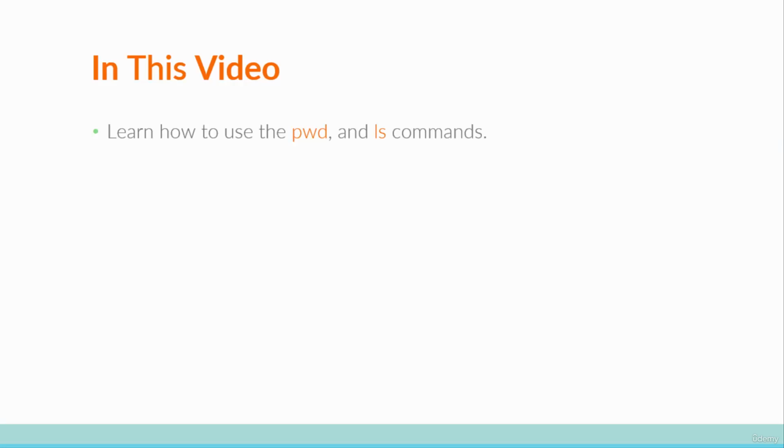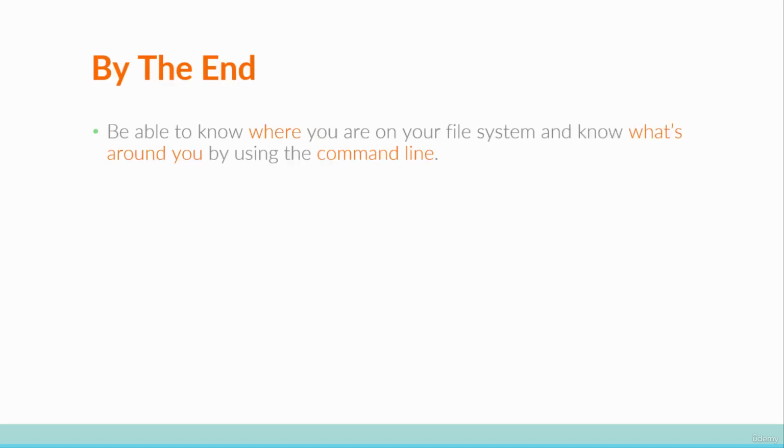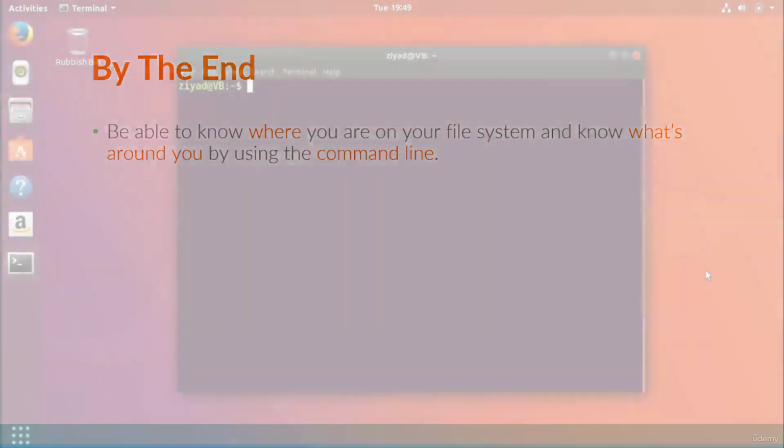So in this video you're going to learn how to use the pwd and the ls commands to know where you are on your file system and what is around you. By the end of the video you'll know where you are on your file system and what's around you using the command line, and you'll be ready to start moving around using some other commands that I'll show you in the next video. So I hope you're very excited. Let's go ahead and jump right into it.